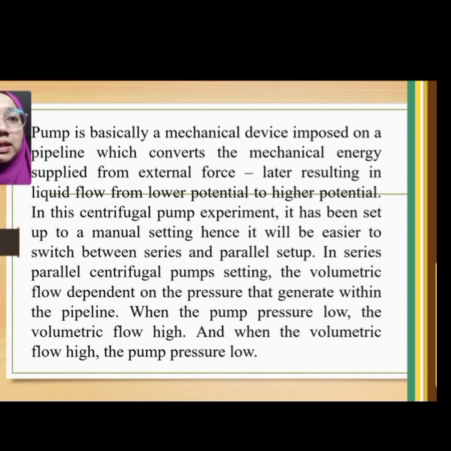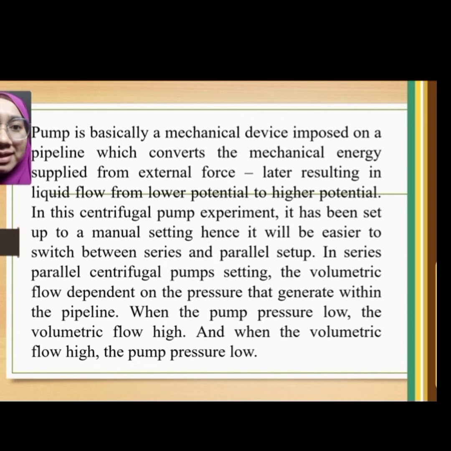A pump is basically a mechanical device imposed on the pipeline which converts the mechanical energy supplied from an external force, resulting in liquid flow from lower potential to higher potential. In this centrifugal pump experiment, it has been set up to a manual setting, hence it will be easier to switch between series and parallel setup.